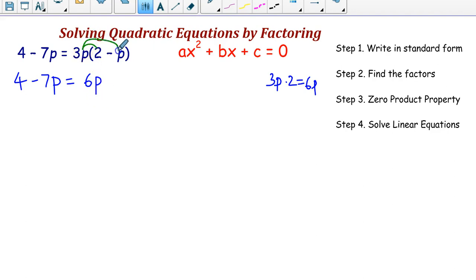Same way, this 3p times 2 gave you 6p. Now similarly, I will do 3p times p. That is 3p times negative p. So 3 is there with a negative sign, and p times p is p square. That is minus 3p square. Okay. So I got minus 3p square.